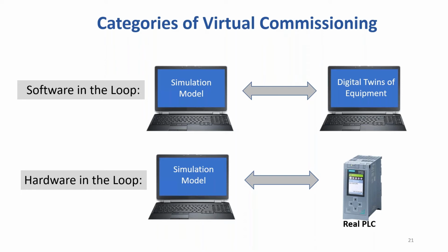installed in the plant. For hardware in the loop, a simulation model interacts with the actual PLCs, again, before they have been installed. Both types ensure that the control logic used by the model is the same as in the real world. This avoids the problem of a model using different control logic programming.